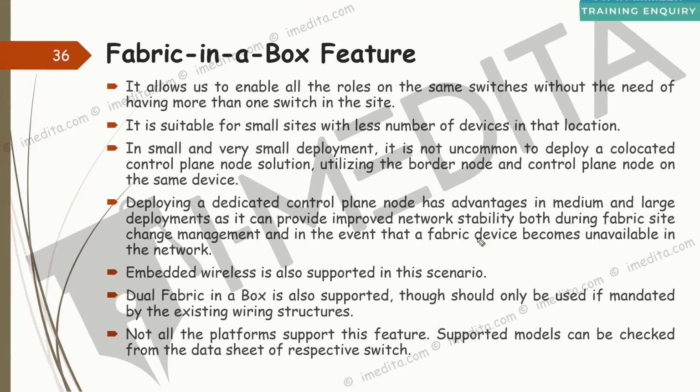So we have multiple control plane nodes and multiple border nodes. If one device becomes unavailable, the other device is available to take the responsibilities. We have a dedicated device for the control plane node, a dedicated device for the border node, and a dedicated device for the fabric edge node. This kind of deployment is very common in a medium to large scale network.